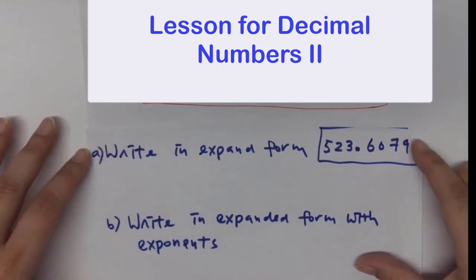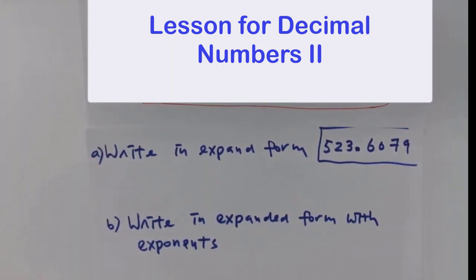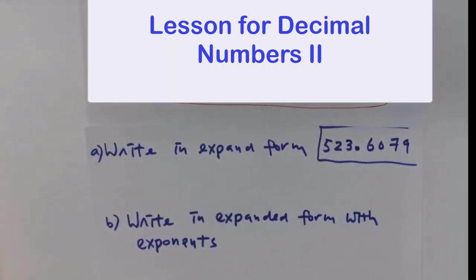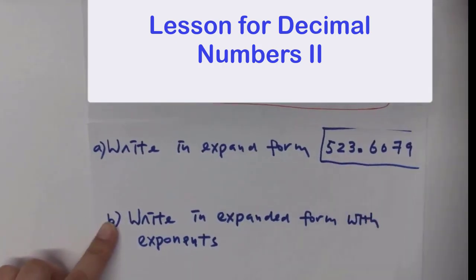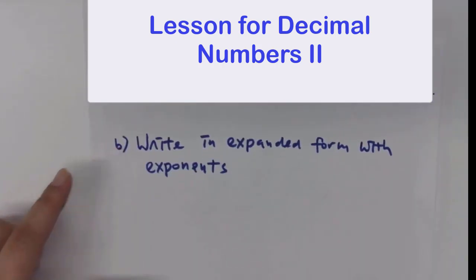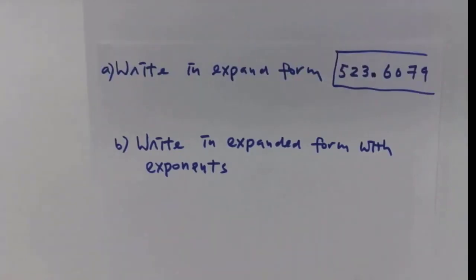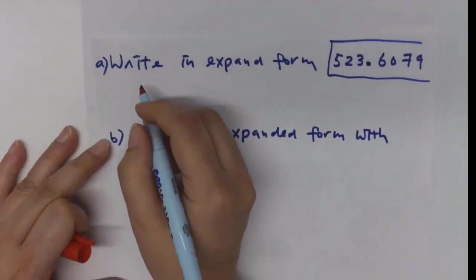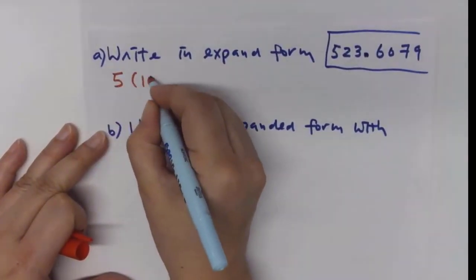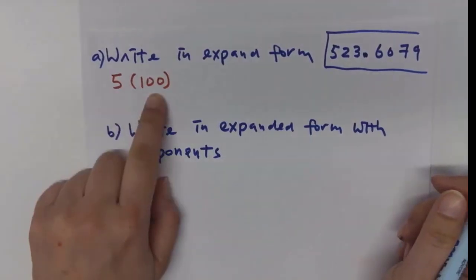So last time we had these two problems laid out for you, and we didn't do it yet. In expanded form and expanded form with exponents. When we do expanded form, we are trying to write down the place value. The regular expanded form, we need to list them with the place value. So 5 here means 5 what? 5 hundreds, okay? So I'm going to say 5 here means 5 times 100. Is it okay? Because the 100 is the place value.